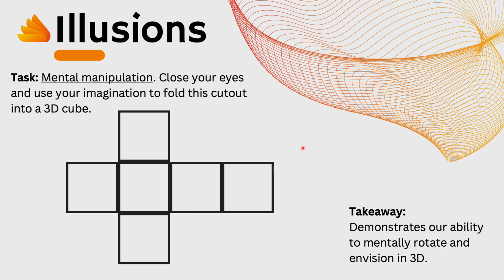Try looking at this shape and then closing your eyes and seeing if you can fold it into a cube just with your imagination. I think you'll find that you're able to do it roughly, and that will just demonstrate that you're able to mentally rotate objects and envision in 3D.